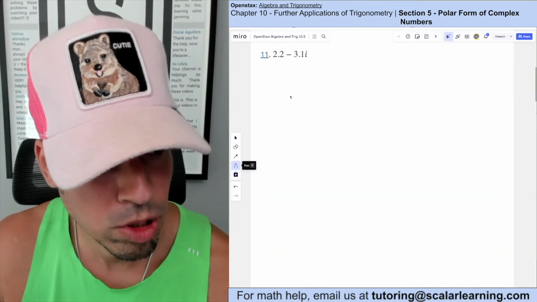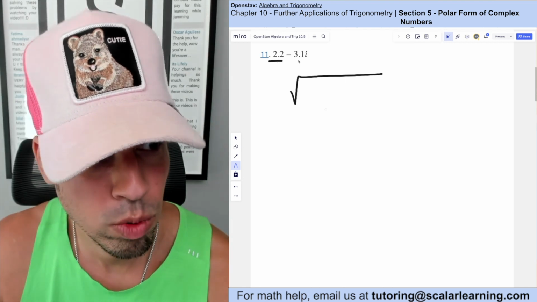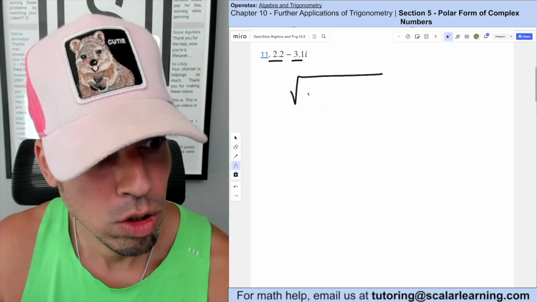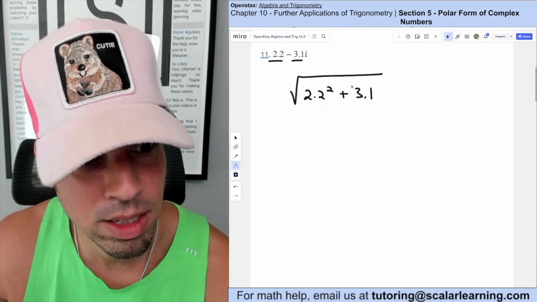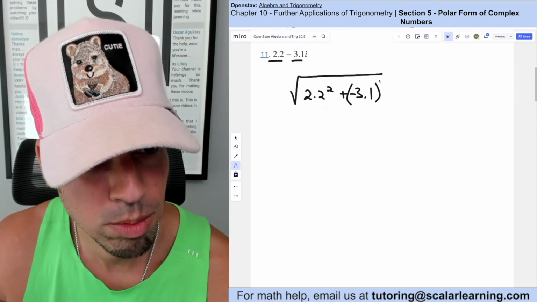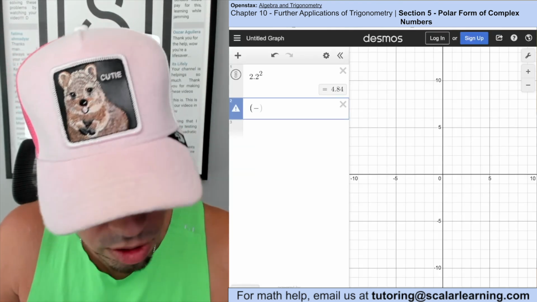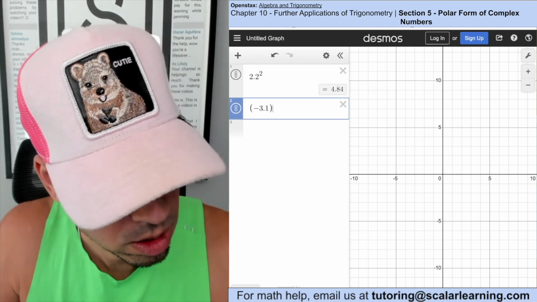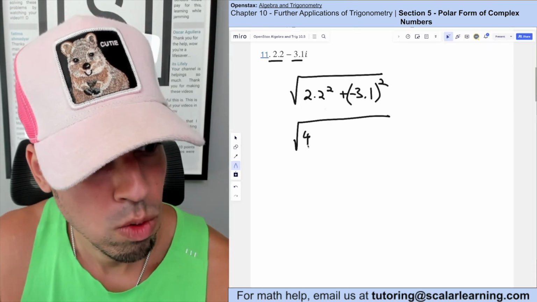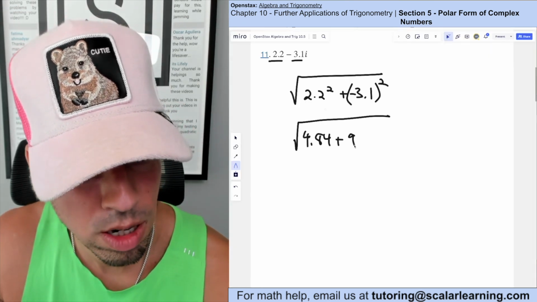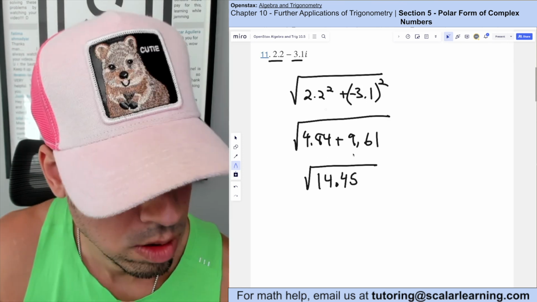For this one, to find the absolute value, we take the square root of the real part squared plus the imaginary part squared. So we got 2.2 squared plus 3.1. Technically, it's -3.1, but it's going to be squared, so it doesn't matter. So then here is 2.2 squared. Here I'm putting the negative, but it doesn't really matter. 3.1 squared. So we got 4.84, 9.61. 4.84 plus 9.61. And that is 14.45. That's how you do it.